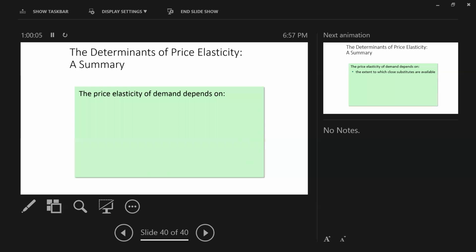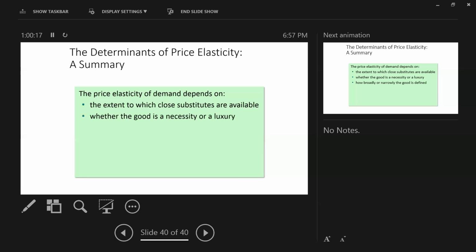The first key determinant was the extent to which close substitutes are available. The more substitutes that are available, the more elastic that market is going to be with respect to demand behavior. Whether or not the good is a necessity or a luxury. Necessities had few close substitutes. We needed them. We did not exhibit a lot of elasticity there, but with a luxury good, consumers are extremely price sensitive.